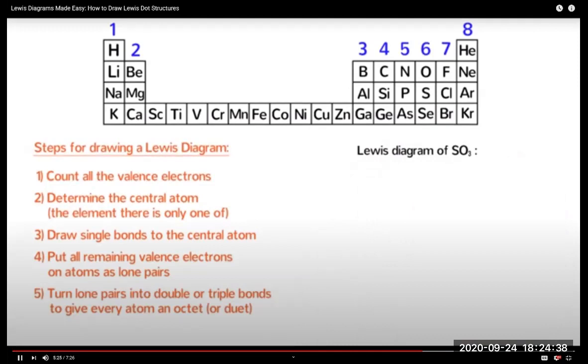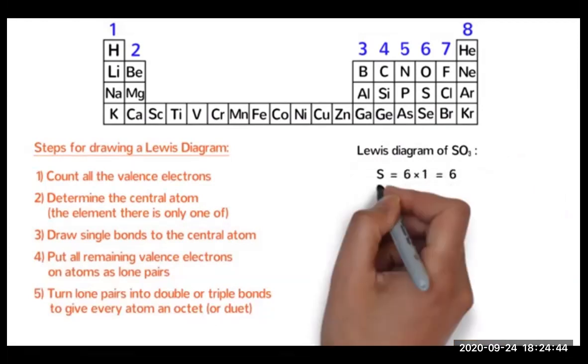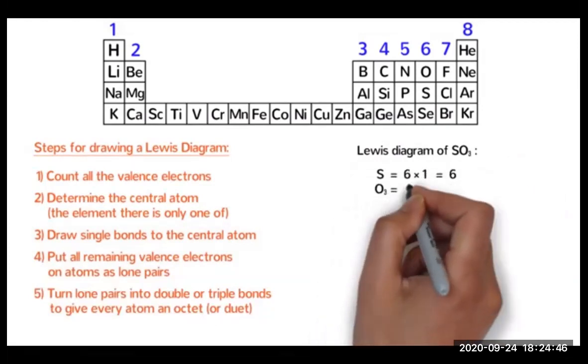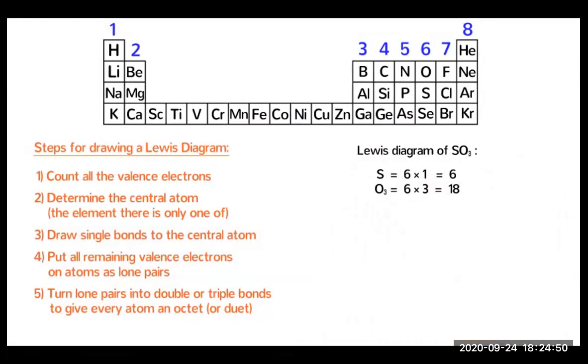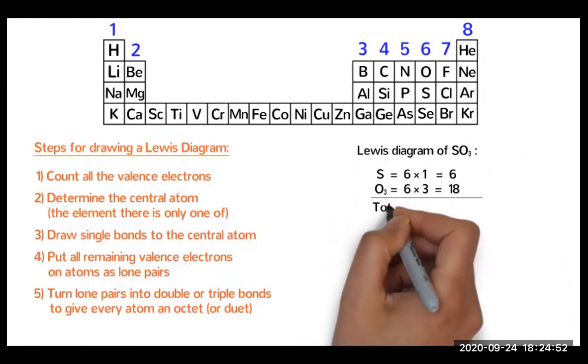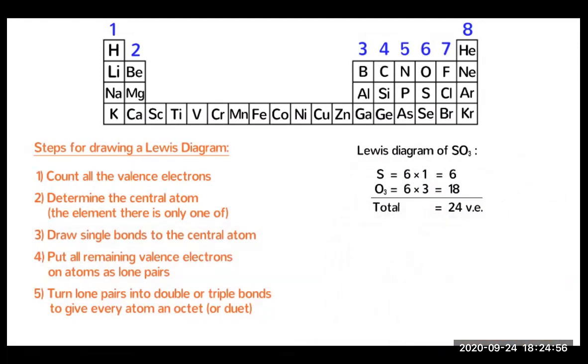Once again, the first step is to count all the valence electrons. There is one sulfur with 6 valence electrons, and there are 3 oxygens with 6 valence electrons each. 6 times 3 gives us 18 valence electrons for the 3 oxygens. The total would be 6 plus 18, which equals 24 valence electrons.